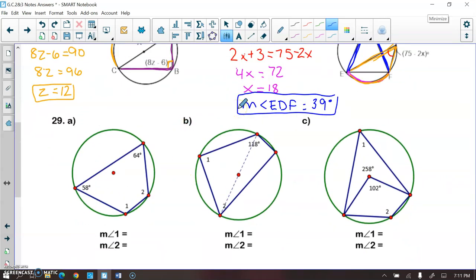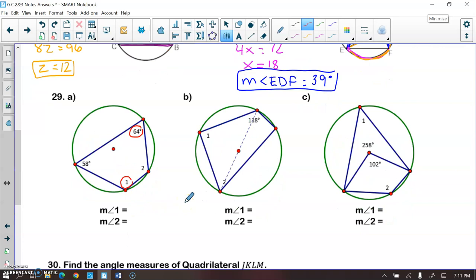For this next one, we have an inscribed quadrilateral. So opposite angles are supplementary. So the 64 degree angle and angle 1 would be supplementary. So if I do 180 minus 64, I get angle 1. And for angle 2, that's supplementary with the 58 degree angle. So 180 minus 58 gives me 122. Great.